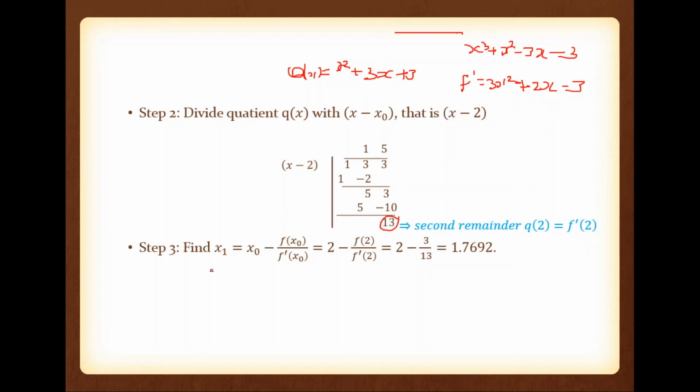And as per Newton's theorem, what is the next iterative value x1? x1 is equal to x0 minus f of x0 divided by f dash of x0. So that is equal to 2 minus f of 2. From the previous slide, we have f of 2 divided by f dash of 2, that is 13. So we have 2 minus 3 by 13, that is equal to 1.7692. This is the concept we are going to use for the polynomial method.